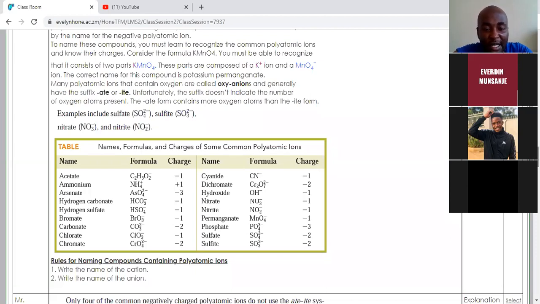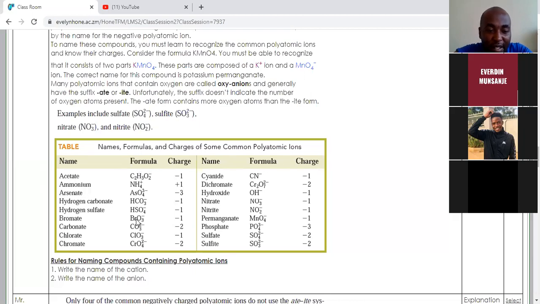So almost all these are negative. You treat them as a single unit. You write the name of the cation and the name of the polyatomic anion. So meaning if you have sodium Na, and the ion acetate, sodium acetate. You just have to master what each ion looks like.